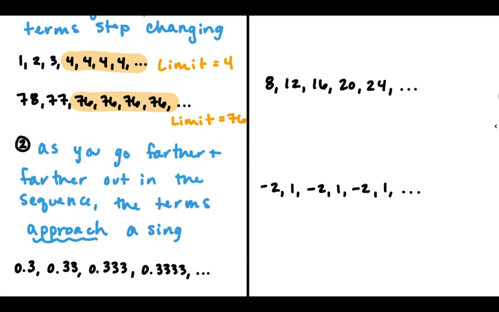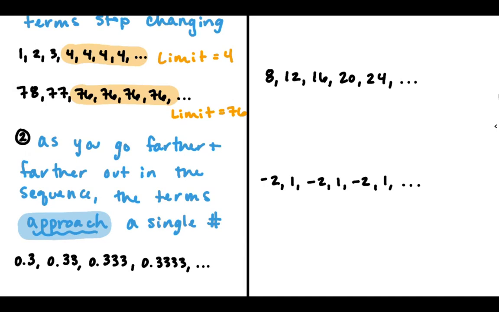I'm going to highlight the word approach because that's a really important word for limits. Approach just means get closer and closer to. In this case, we're not going to actually hit the limit, but we're going to get closer and closer to it. So if you have a sequence and as you go farther and farther out, you're getting closer and closer to a particular number, then we say that that is the limit of the sequence, even if the sequence doesn't actually hit that number.